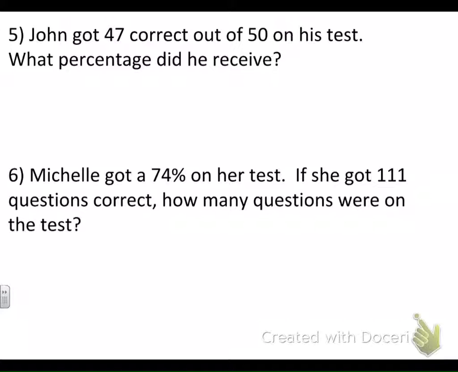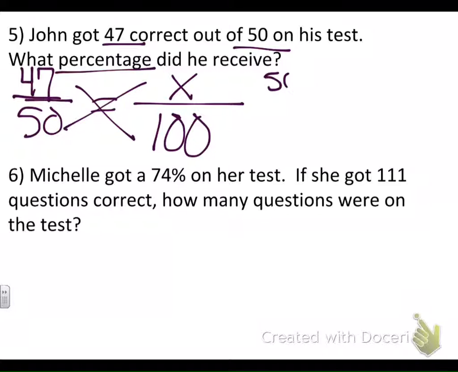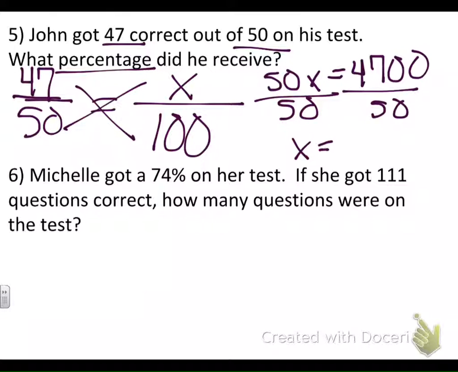Alright, now this one, we're going to use our formula still. Even though we could still do the 47 divided by 50, like we have been, we're going to use the formula to show that it works. Okay, so we know is over of equals percent over 100. You do the partial number over the whole thing, because we're looking for the percent. Cross multiply, 50x equals 4700. Divide by 50. X is equal to 94. So 94%.